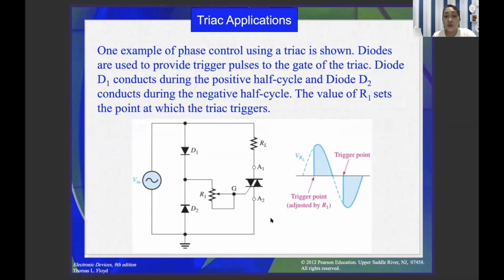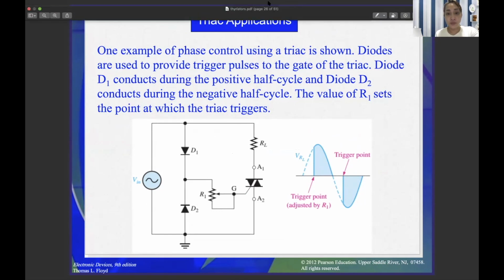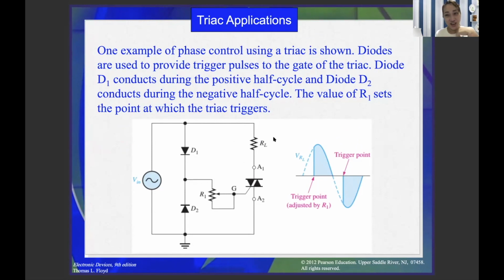One example of phase control using the Triac is shown below. Diodes are used to provide trigger pulses to the gate of the Triac. Diode D1 conducts during the positive half cycle and D2 during the negative half cycle. The value of R1 sets the point at which the Triac triggers. Example, I have redrawn this one in, of course, our friendly software simulator, everycircuit.com.